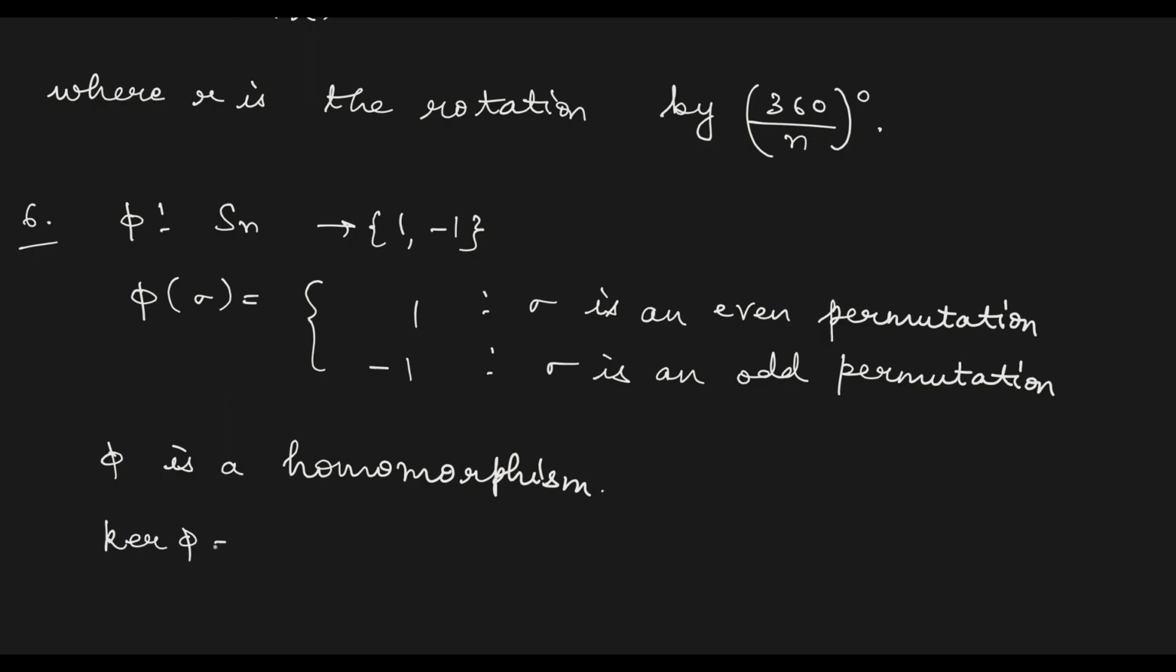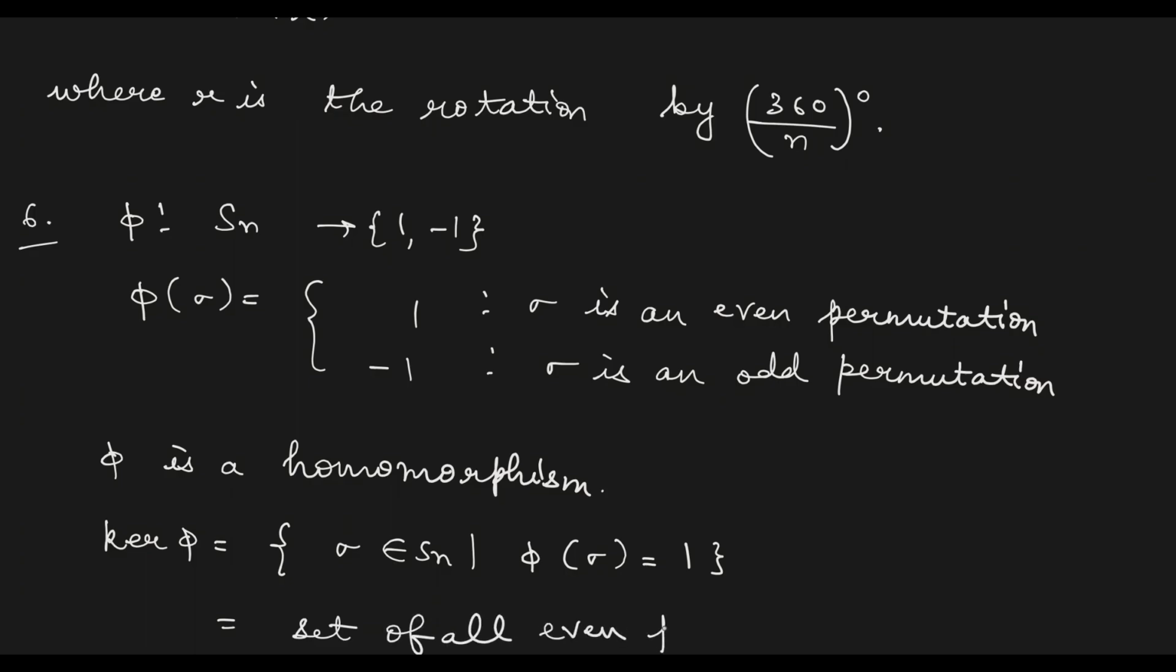Kernel phi will be sigma belongs to Sn such that phi sigma is equal to the identity of the codomain, which is 1. So the set of all even permutations, and the set of all even permutations is the alternating group An.